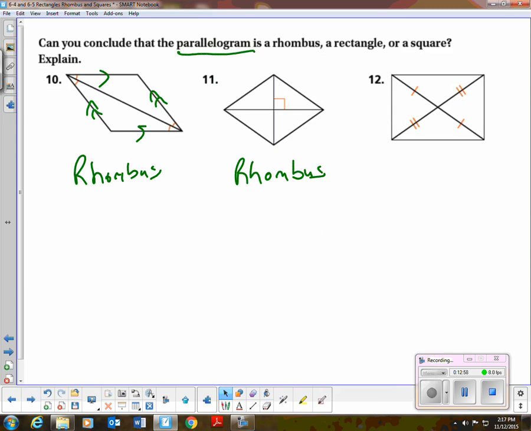And then finally, this last one, we don't know. The diagonals are bisected. That's a parallelogram property. We don't know anything about the angles, so I would say it's just a parallelogram. We don't know if it's a rectangle, a rhombus, or a square. It only has the properties of a parallelogram. Remember that the diagonals are bisected, and that's a parallelogram property. It has nothing to do with the rhombus, the rectangle, or the square.